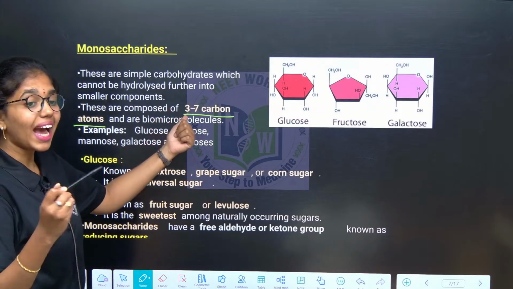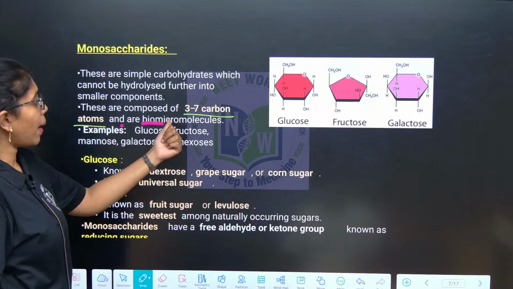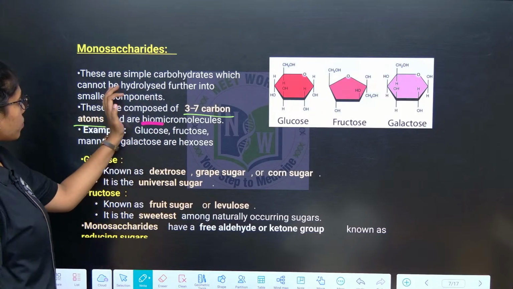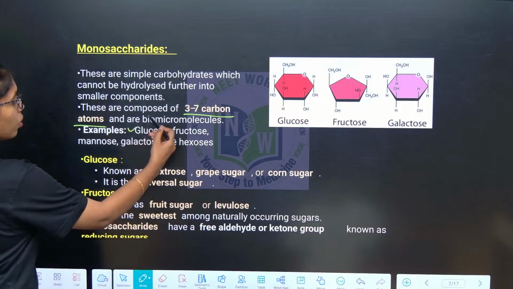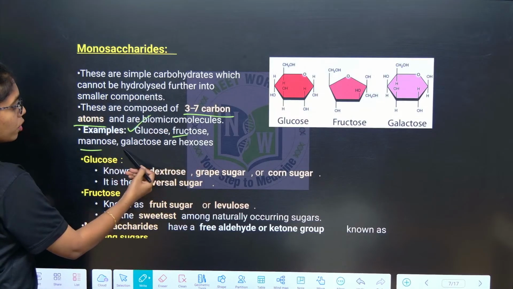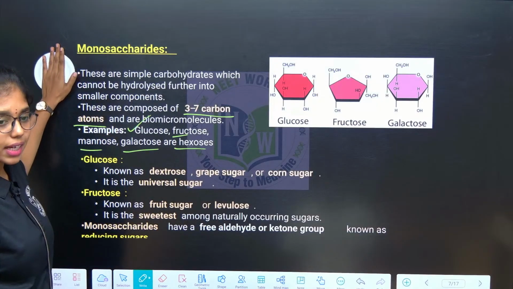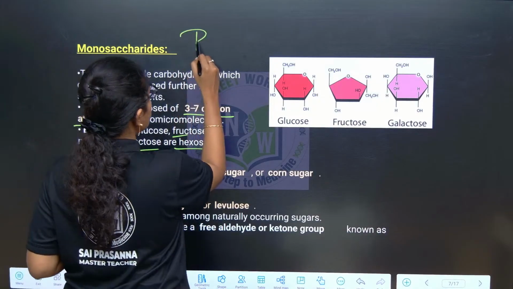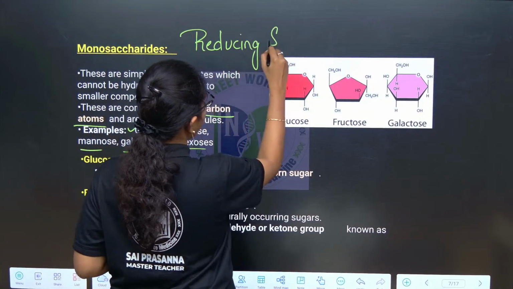They cannot be hydrolyzed more, and these are biomicromolecules only. The best examples of monosaccharides include glucose, fructose, mannose, galactose and hexose. And all these monosaccharides are said to be reducing sugars. Reducing sugars. What are reducing sugars?